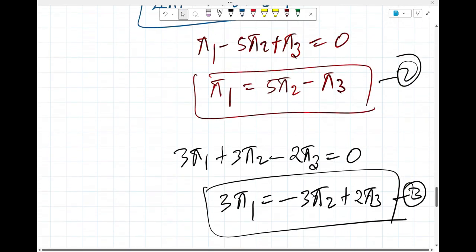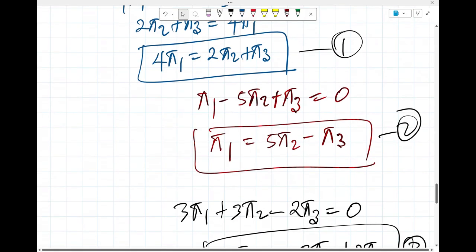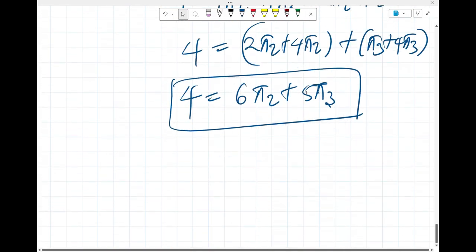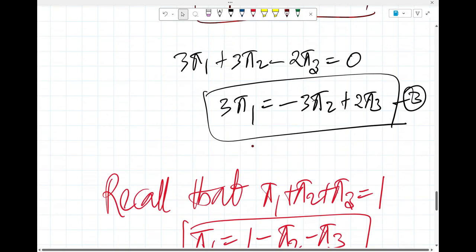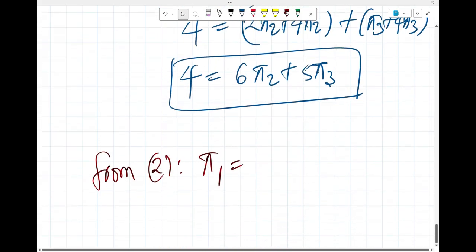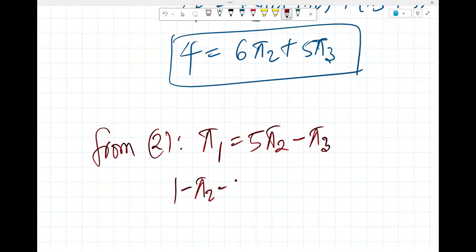future handling. So from 2 now, from 2 pi 1 equals 5 pi 2 minus pi 3. From 2, pi 1 is equal to 5 pi 2 minus pi 3. Again, pi 1 is 1 minus pi 2 minus pi 3. And that is 5 pi 2 minus pi 3.